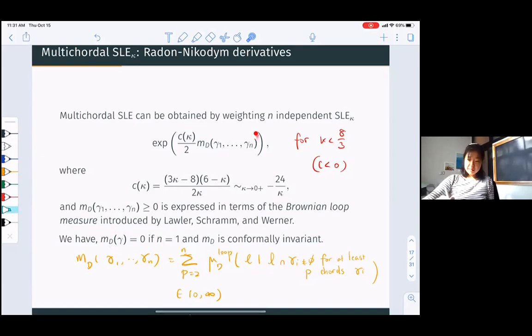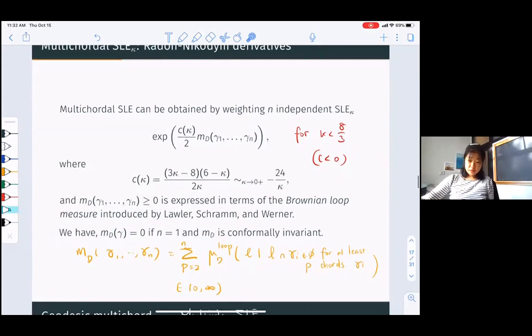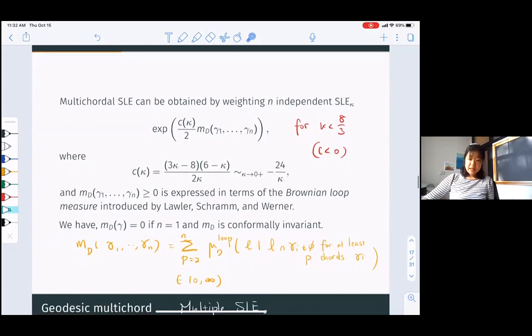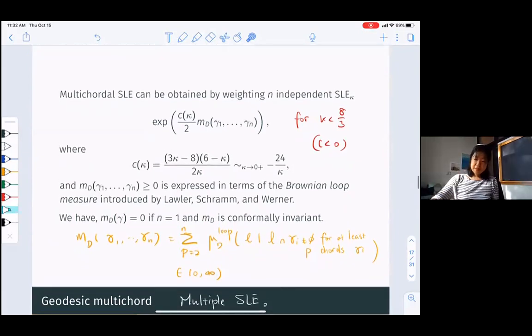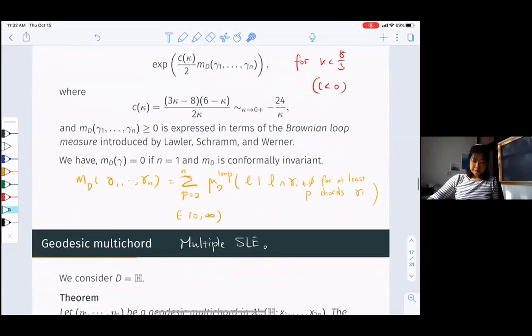Also, it makes sense because you are weighting by nothing if you're just one chord. And the other thing is that if the chords are disjoint, this has to be finite. Also, this is positive because this loop measure is positive. Moreover, this quantity is conformally invariant because the Brownian loop measure is conformally invariant. You just think about this as a quantity associated to the multi-chord in a conformally invariant way.